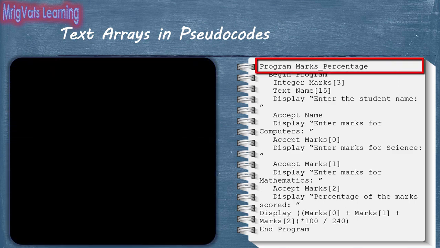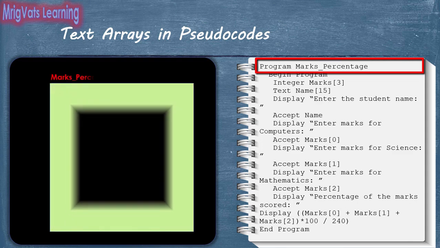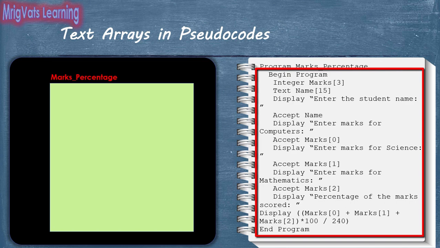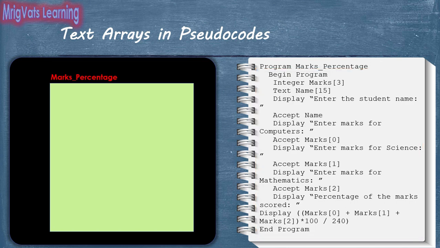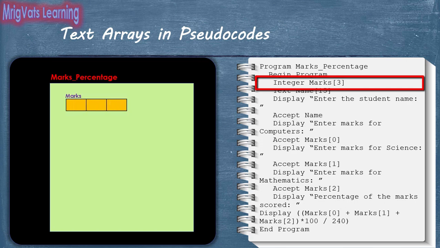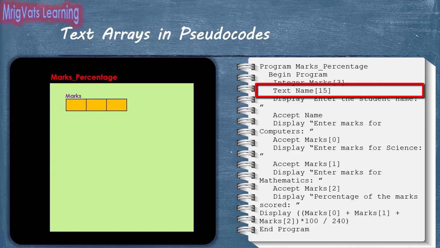As soon as you run the marks percentage program, the computer reserves a memory block for the program which is enclosed between the begin program and end program statements. With the integer statement, the program declares and creates an array marks with 3 elements of integer type at random location within the memory block allocated for the program. Notice that the 3 elements of the array are allocated contiguous memory blocks. With the text statement, the program declares and creates an array name with 15 elements of text type at a random location within the memory block allocated for the program. All 15 elements of the array are allocated contiguous memory blocks.